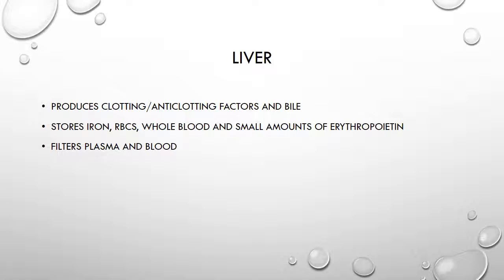A little bit of a review regarding the liver. Remember, our liver is the place where the clotting and anti-clotting factors are produced, as well as bile. The liver also stores iron, stores the RBCs, stores whole blood, and a very, very small amount of erythropoietin is in the liver. Remember, with erythropoietin, we're looking primarily at the kidneys. However, we do have small amounts of erythropoietin from the liver itself. Remember, the liver's primary role is to filter the plasma and filter the blood.